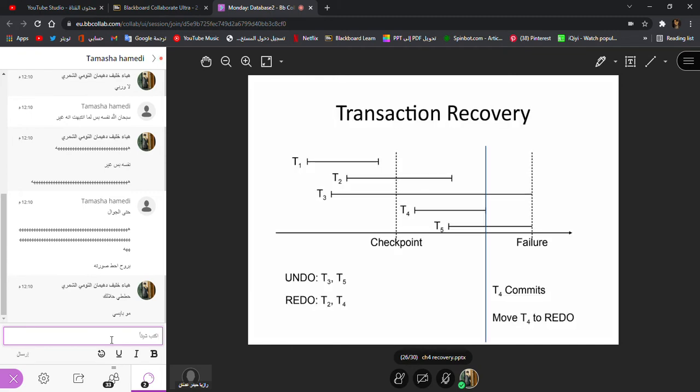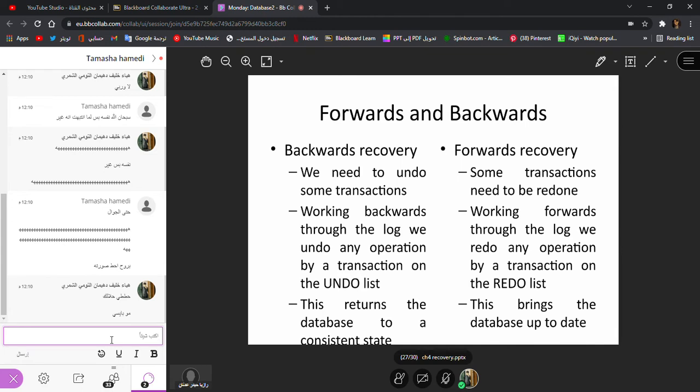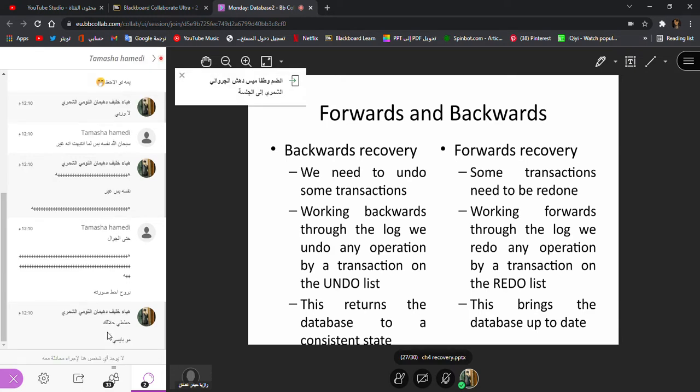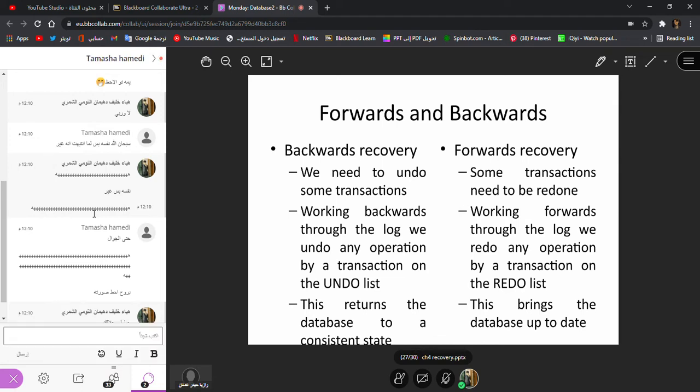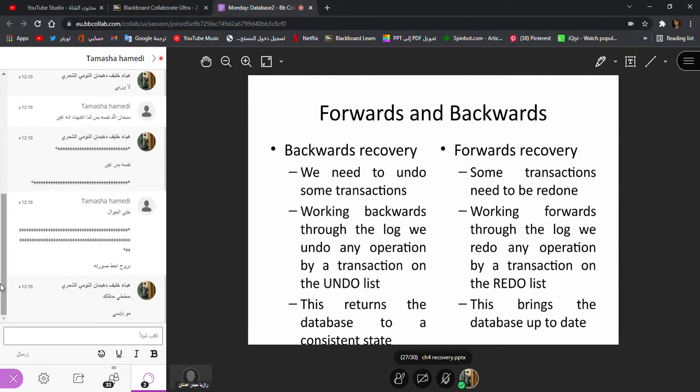our database. So here are forward and backward recoveries. There are two types of recoveries. Actually, they are the same things like undo and redo, but we also give them the names forward and backward recovery. What is backward recovery? In backward recovery, you follow the undo technique, the rule of undo logging.